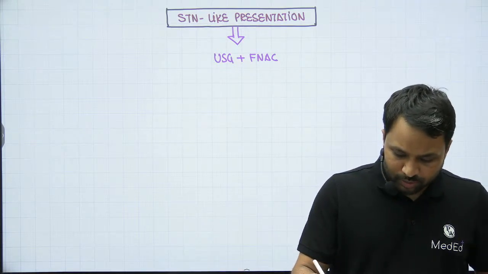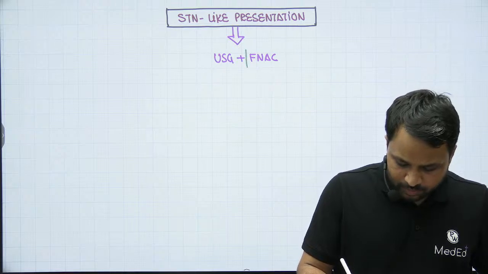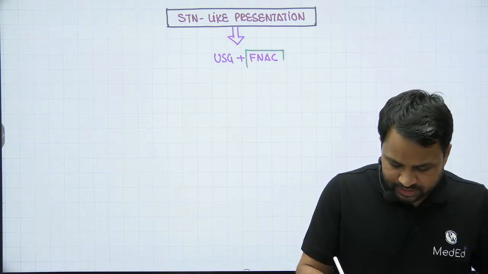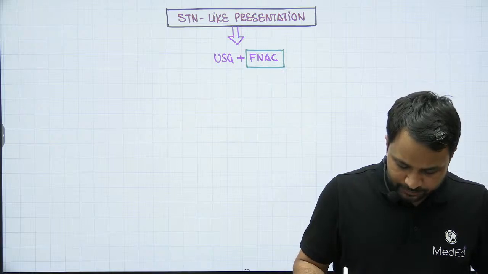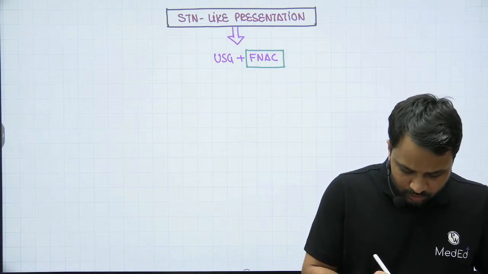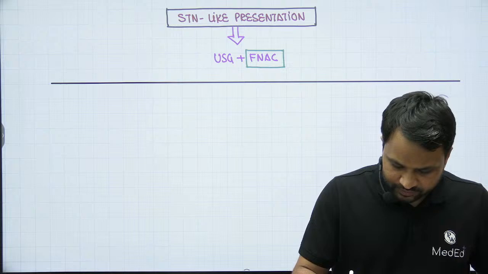Now, once you perform an FNAC, based upon what we find on FNAC, we will further decide the course of our management, right? Now, what are the possible components that you can find on an FNAC?